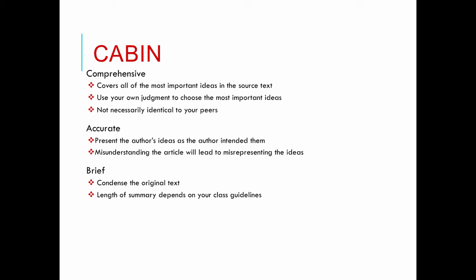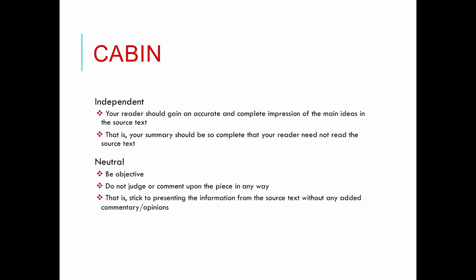A summary is brief. You are condensing an original text, and the length of your summary depends on your class guidelines or depends on the purpose for summarizing. A summary should be independent. That is, your reader should be able to get an accurate and complete impression of the main ideas in the source text without needing to read that source text.